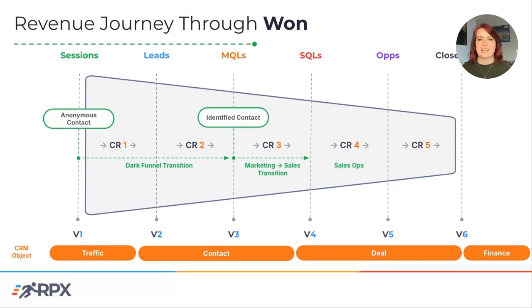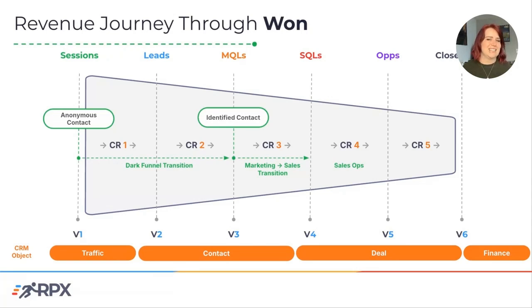They're certainly not a lead at this stage. They're certainly not a contact. But that's how most CRMs would define them. At this stage, they don't actually have a contact or company object. It's traffic data. So in CRM parlance, the metric that begins the revenue journey is traffic data, like you see here. This then becomes contact data once a conversion happens.